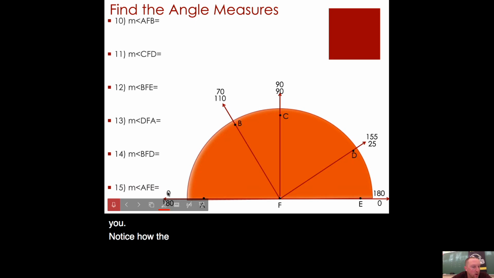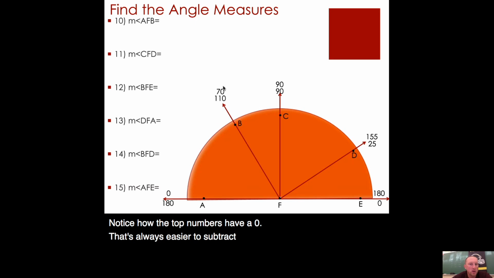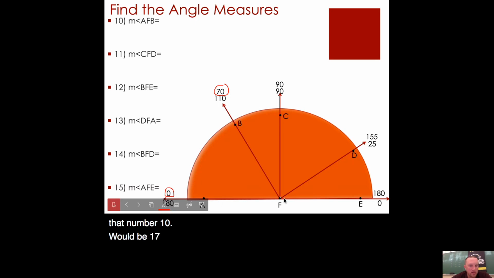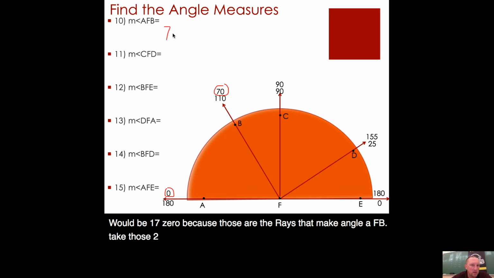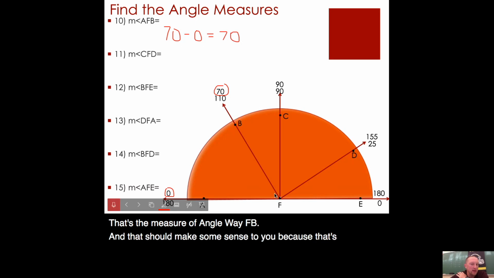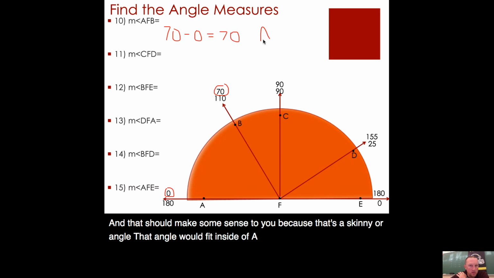Notice how the top numbers have a 0. That's always easier to subtract with a 0. So our two top numbers for that number 10 would be 70 and 0, because those are the rays that make angle AFB. Take those two numbers, 70 and 0, and subtract them. That's the measure of angle AFB. And that should make some sense to you, because that's a skinnier angle. That angle would fit inside of a right angle, so it's acute.